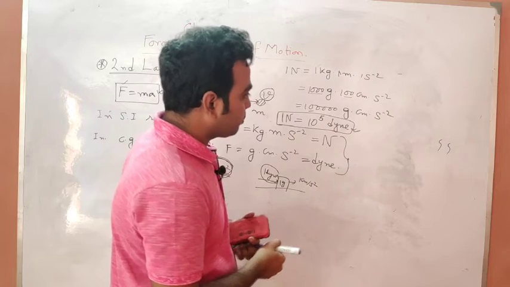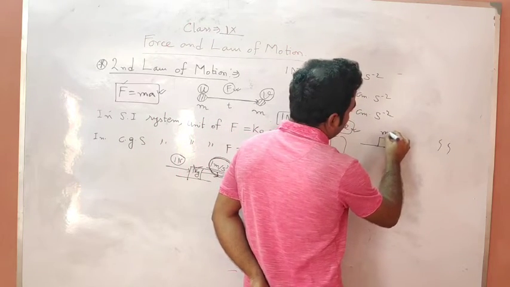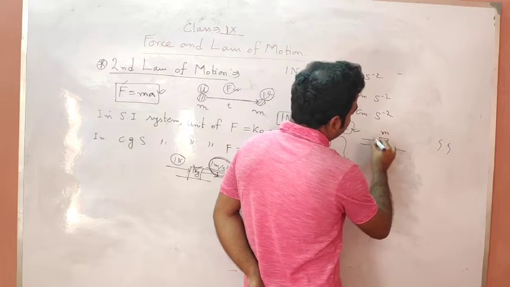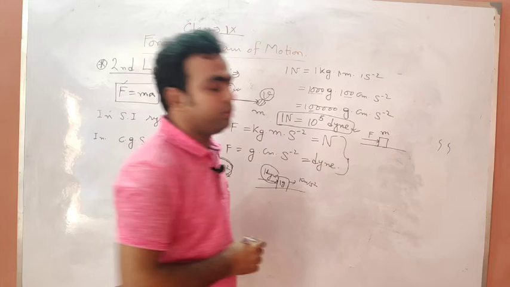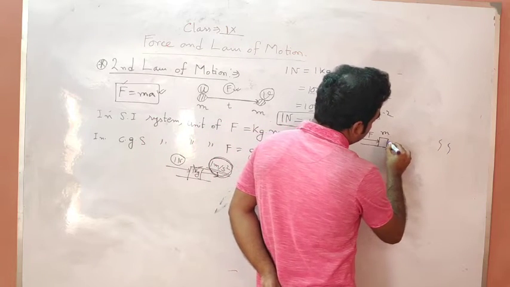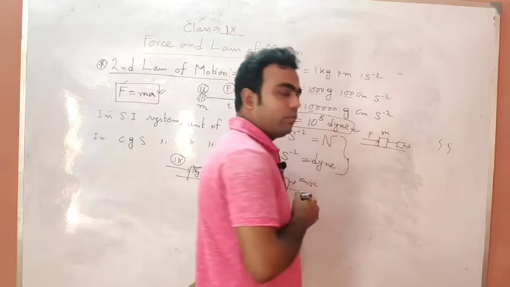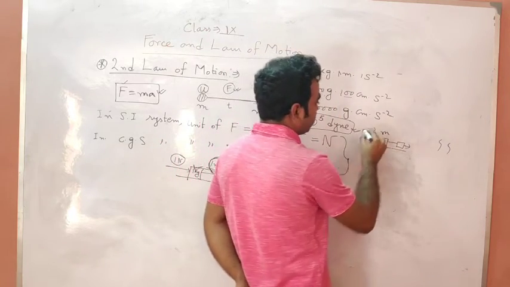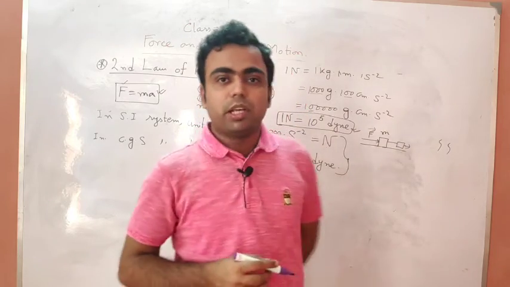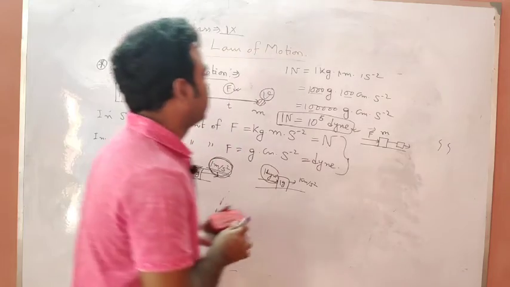That means if there is a mass M, and we apply a force F in the direction from left to right, then the change of momentum will be in the same direction. That means momentum is also a vector quantity like force. Force has direction, and momentum also has direction.